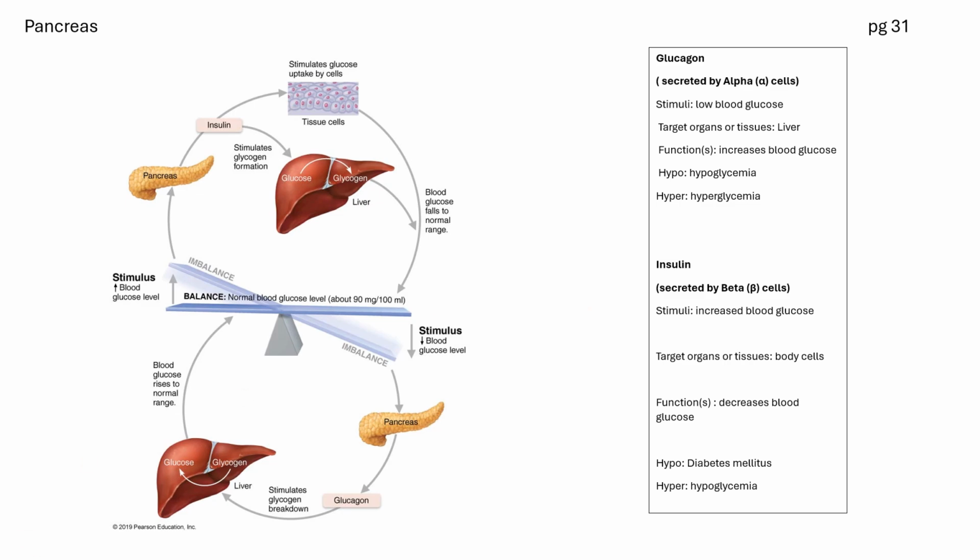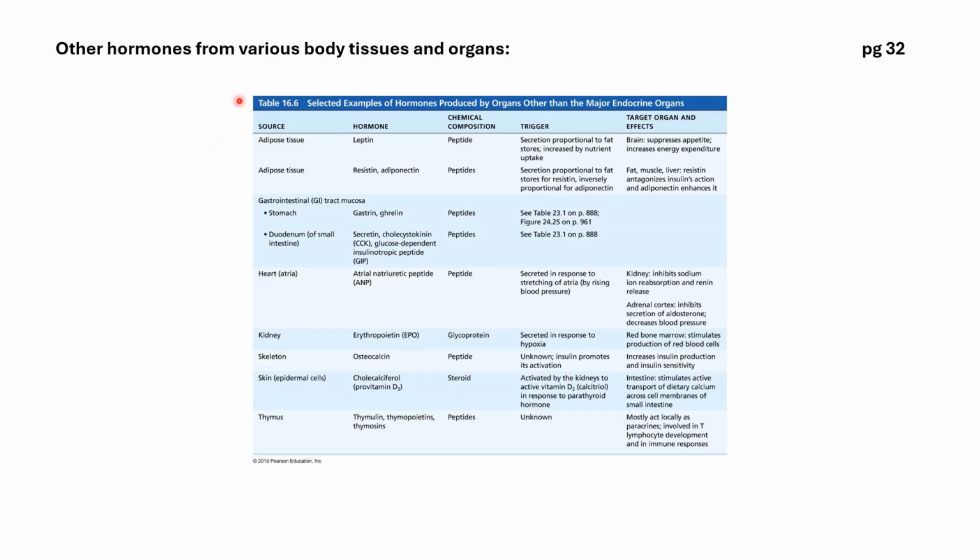All right, let me go to the next page. This is page 32 in your lab manual. There are some other tissues that also secrete some hormones. You can go over these and go over this chart so you can know. So this is all of your lab exercise 1.